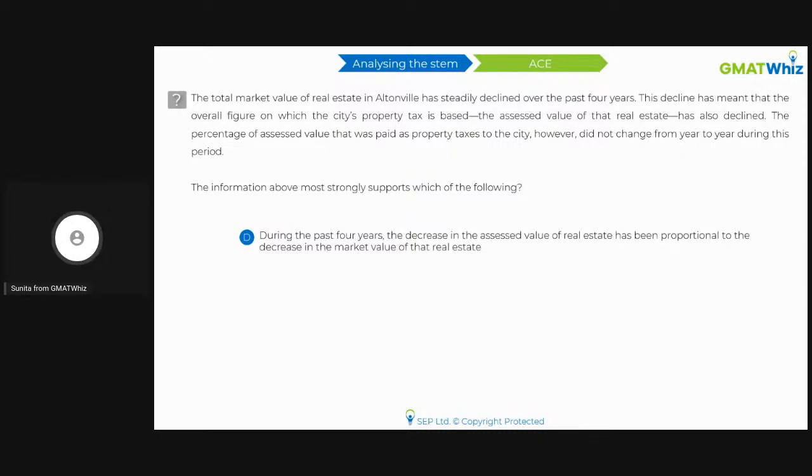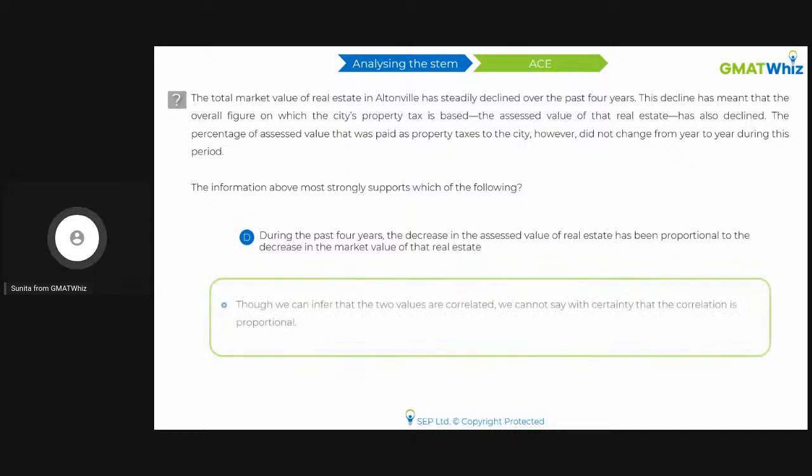During the past 4 years, so this is talking about the relevant time, the decrease in the assessed value of real estate has been proportional to the decrease in the market value. Now we can draw a correlation between the market value and assessed value in terms of market value has decreased and so has the assessed value decreased. But whether the amount of decrease in the market value is proportional to the decrease in the assessed value, we cannot really infer that. We cannot say with certainty that the correlation is proportional, and therefore this is a kind of exaggeration. All right, and therefore it's not the correct answer.